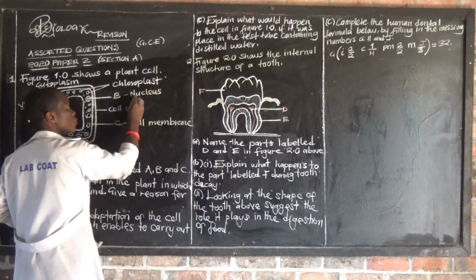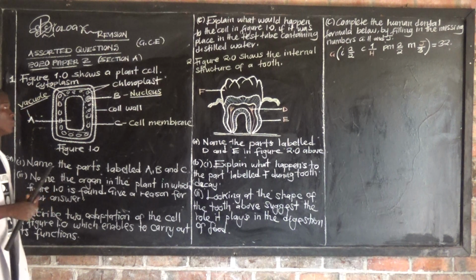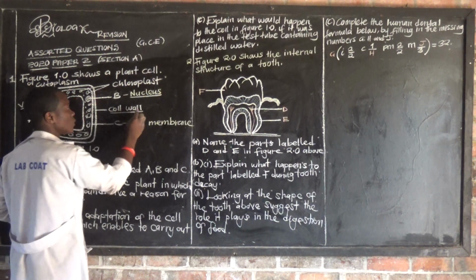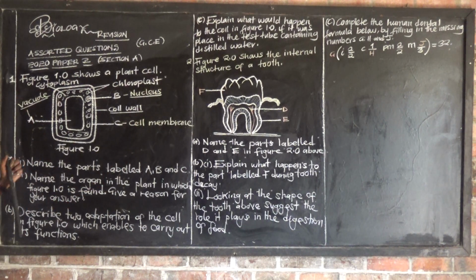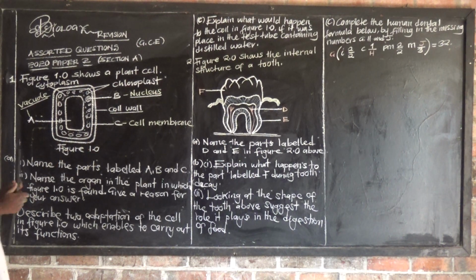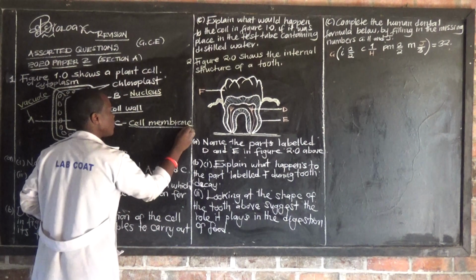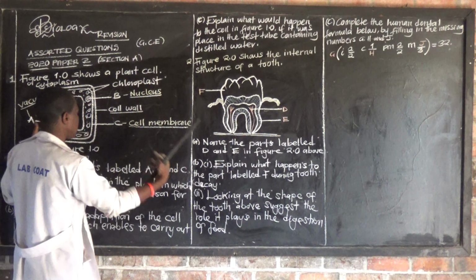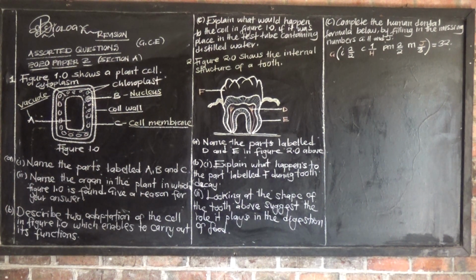Then the nucleus controls all cell activities. Then the cell wall protects the inner parts of the plant cell. Then the cell membrane is selectively permeable, which allows some solutions to get in and out of the cell. Are we together, guys?